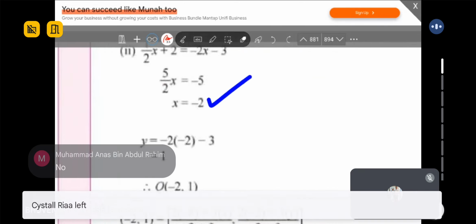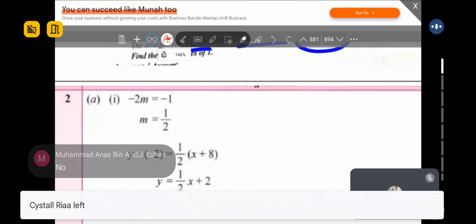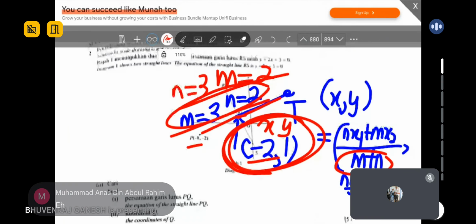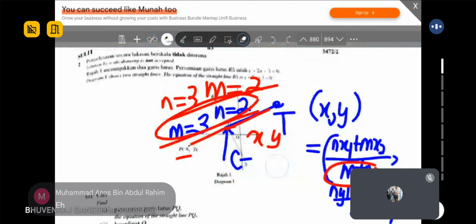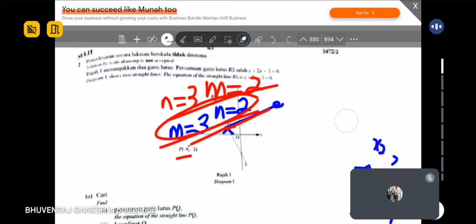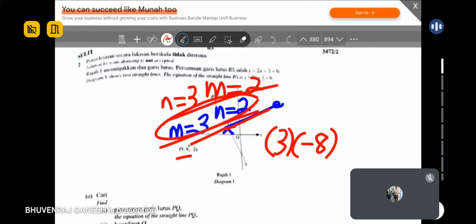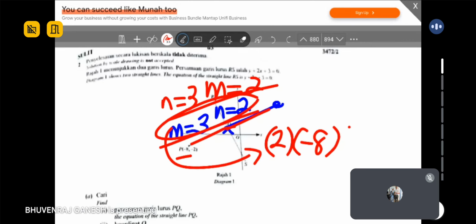Two methods. Yes, it depends how you read the question, your interpretation. Okay, guys, let's say I use the concept of M is 3, N is 2. If M is 3, N is 2, my formula will look like this. Am I right? Sorry, not 3, negative 8. 2, negative 8. This one is for the first case. Plus NX1 plus MX2. Right? MX2 we don't know.